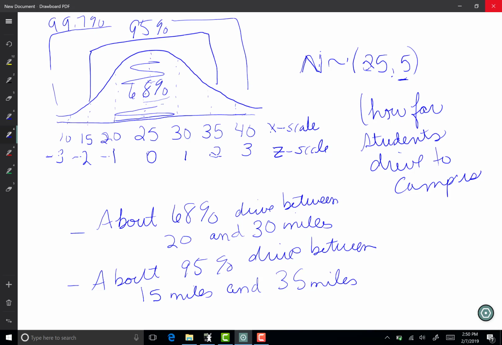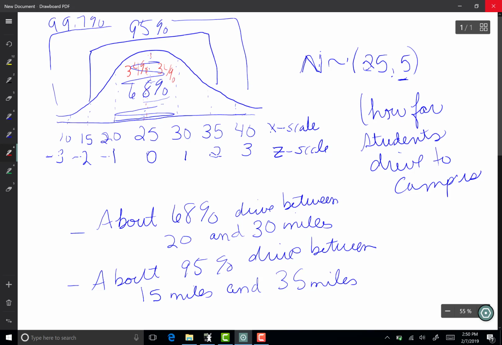Now you can break this up into chunks a little bit because it's symmetrical. So if 68% lie within 1 standard deviation and it's symmetrical, this divides it in half. That means 34% is right here and 34% is right here. Does that make sense to you?